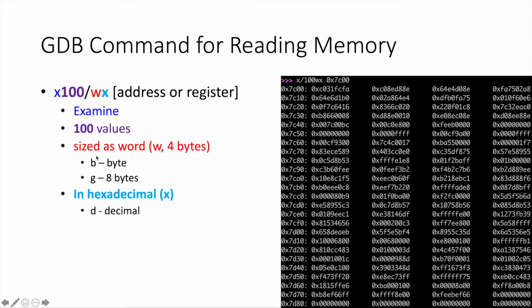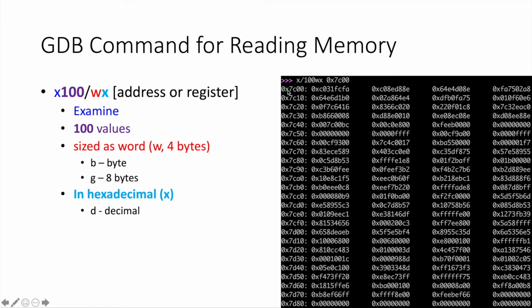For example, to print values of memory as lots of hexadecimal integers, you can use the command x, as in examine, 100 values, slash, the size as a word, a 4-byte each, and then the format of hexadecimal as x. And then put the address. So for example, x/100wx. Oh, the number should be placed after the slash. Yeah, it's a typo.